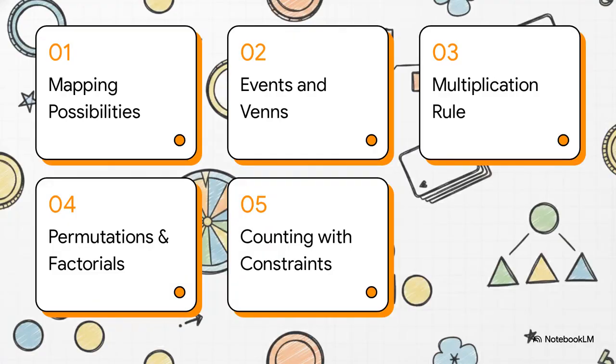All right, here's our structural roadmap for today. First, mapping all possibilities. Second, understanding events and Venn diagrams. Third, the multiplication rule. Fourth, permutations and factorials. And finally, counting with constraints. Let's get right into it.